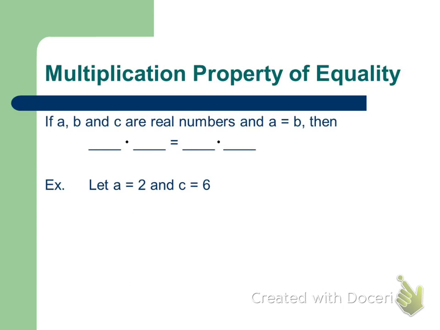Alright, much like yesterday, we have a couple properties of equality. The first one is the multiplication property of equality. If a, b, and c are real numbers and a is equal to b, then a times c is equal to b times c. We can multiply both sides of an equation by the same thing.